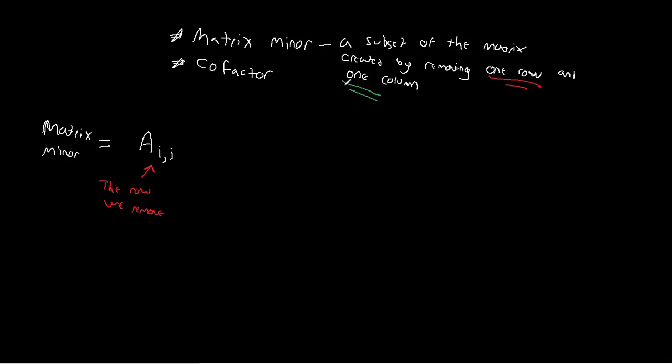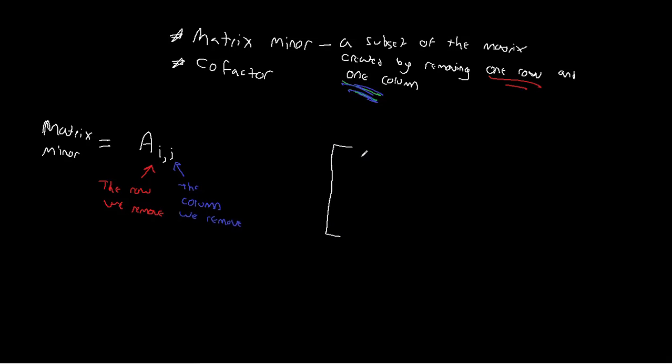Actually, I'm going to use blue here, I don't want to use green. And the column we remove. So this is the notation. When we're talking about a matrix minor, we're removing one column and one row. We designate the row with an I, and we designate the column in the second position with the J. So let's take a look at an example of the matrix minor.